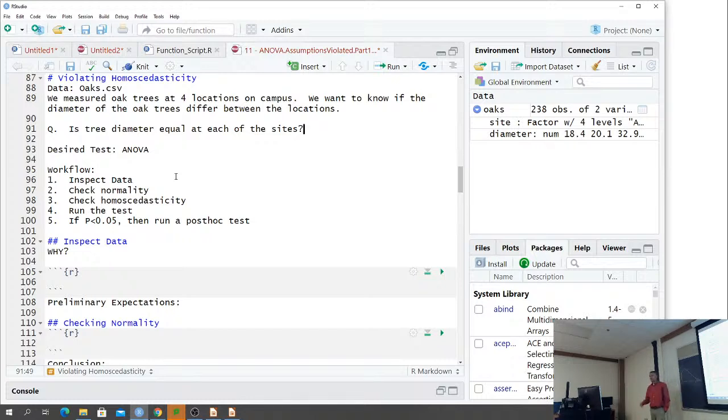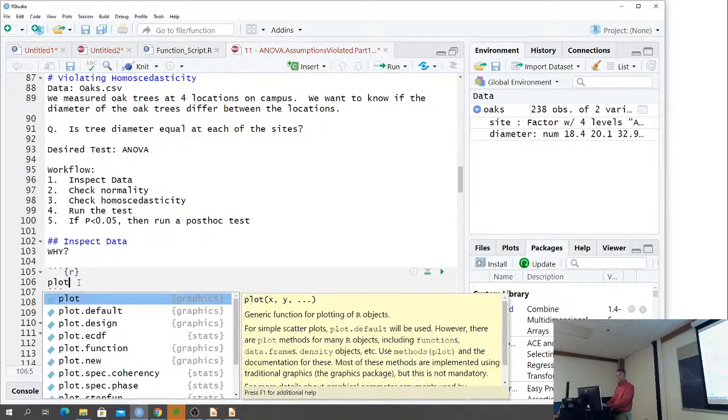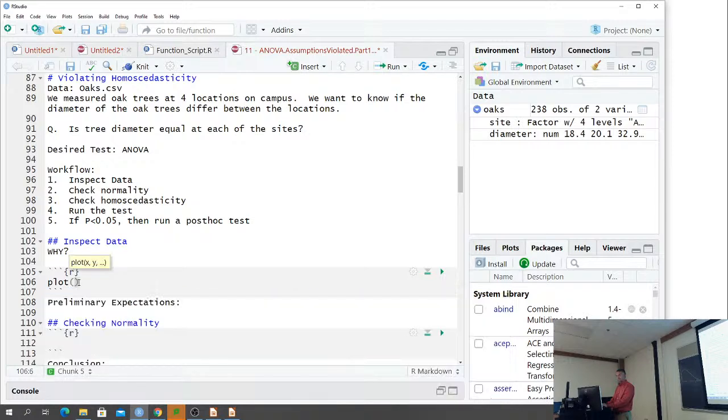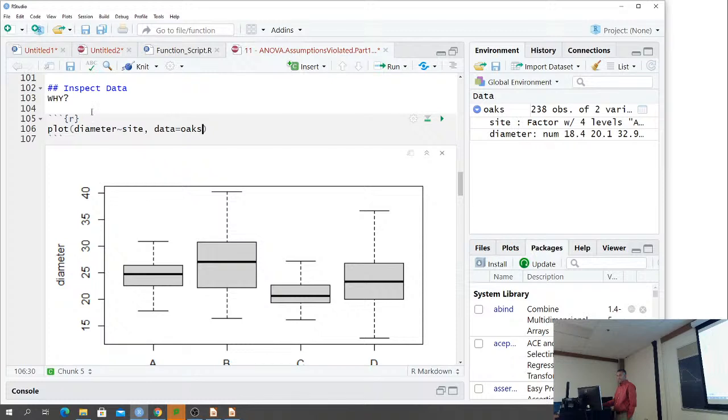So we're going to start with inspecting the data. How do we inspect our data? Plot it. Okay, how do we plot it? Plot what? Diameter as a function of site, where we specify that our data can be found in oaks. And this is what we get.